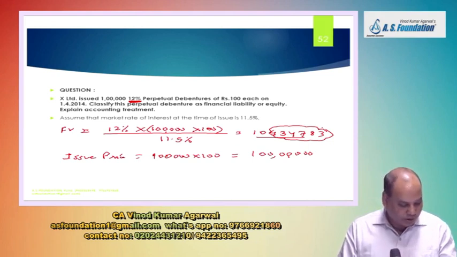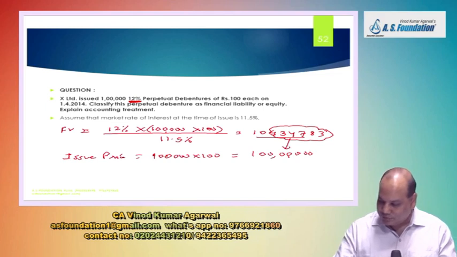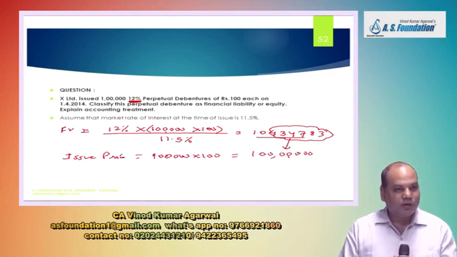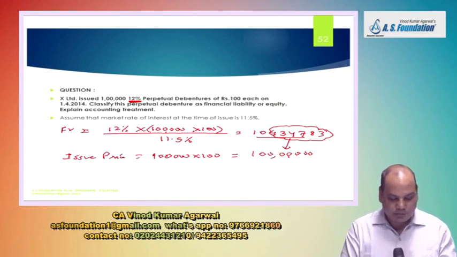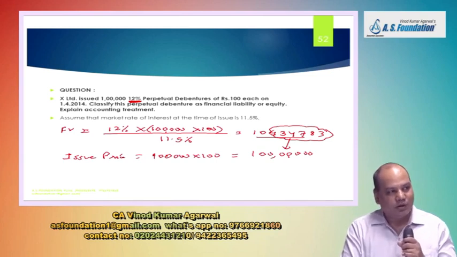So write down the journal entry. Bank account debit 1 crore. Fair value loss account, this difference, to perpetual debenture account 1 crore 4 lakh 34,783. And every year now what will you do? You are going to pay an interest amount of 12 lakh to bank account, and that 12 lakh every year will continue.